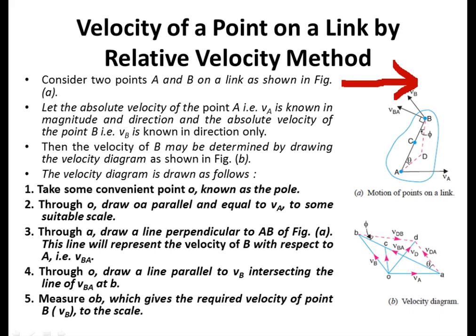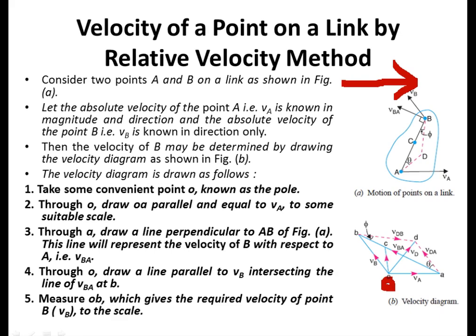Okay, so first you can see how the velocity diagram is to be drawn. First step, take some convenient point O, known as the pole. Always the origin starts from point O, that is, take a common point O. So this is the point O, and you can see I have just marked it again in red. Okay, so this is the pole point.